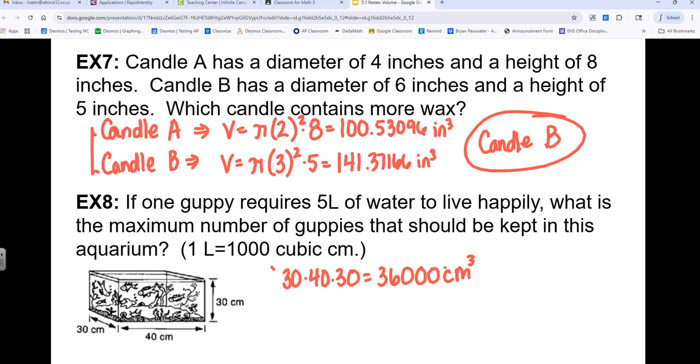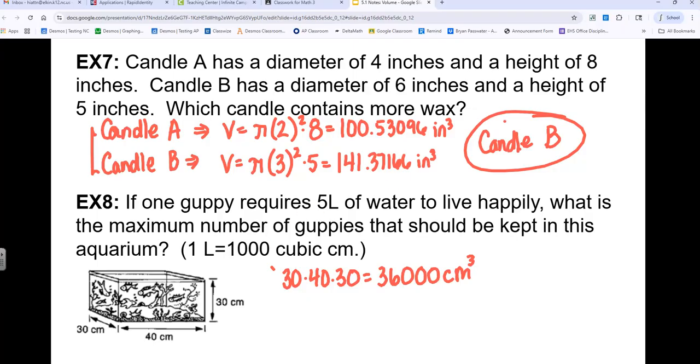Maze, what do you think? What should we do to find the number of liters? So what do we do to convert it first? Okay, we can do it that way.